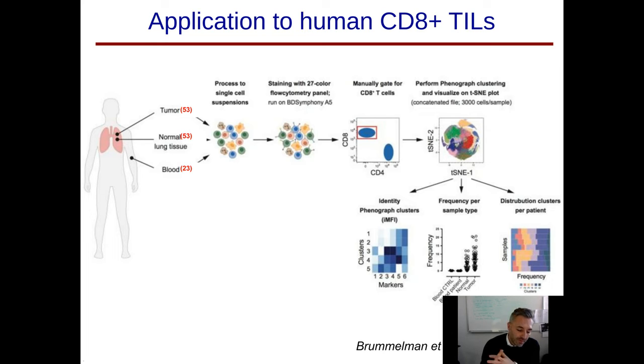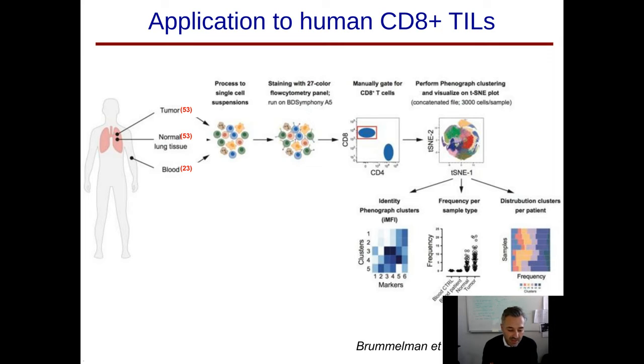First of all, she pioneered the optimization of this technology in the lab, and then used it to analyze the infiltrate of non-small cell lung cancer samples. This was a collaboration with thoracic surgery in our institute. So she took 53 different tumors and paired lung tissues, and at the same time she analyzed 23 different bloods. She processed the single-cell suspension, and then she analyzed the CD8 cells.